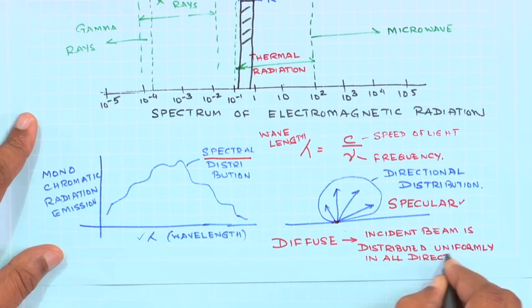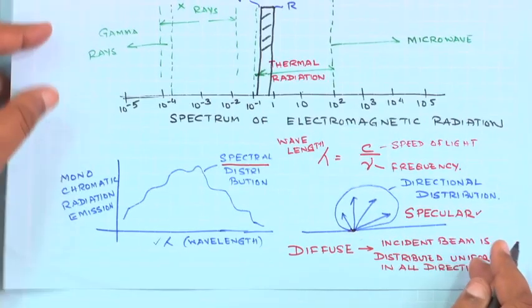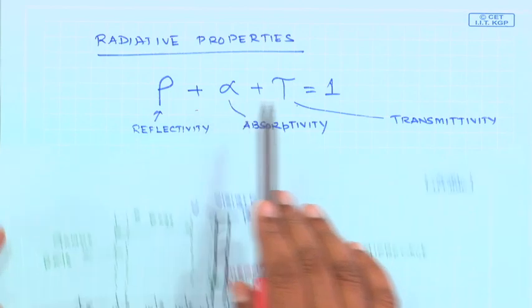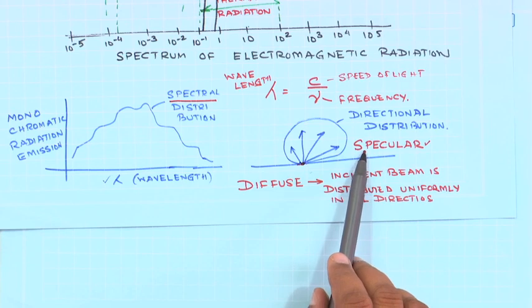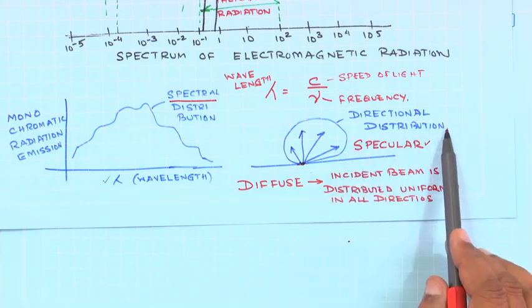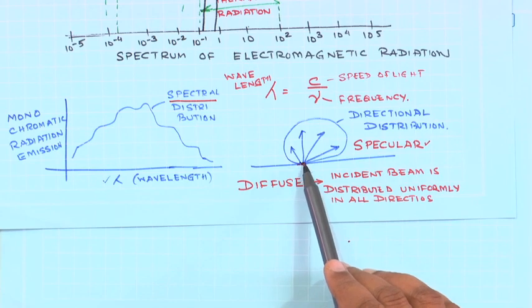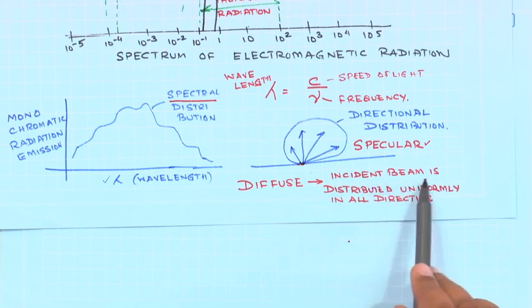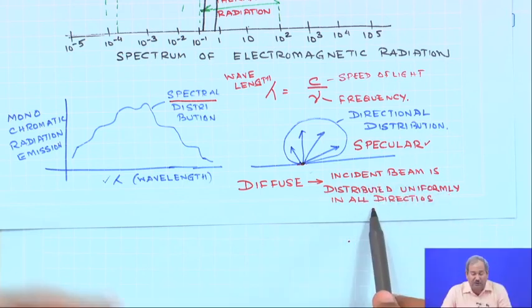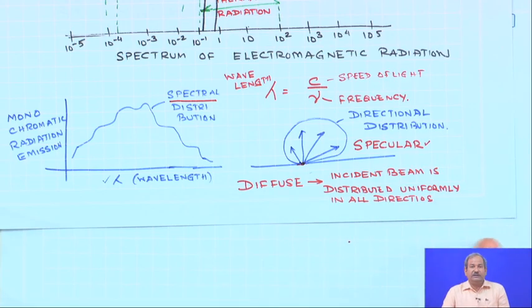So, apart from these properties of radiation, this property of the surface is also important: specular, when there is a directional distribution to the energy emitted by a surface. The second type of surface is diffuse, where the incident beam is distributed uniformly in all directions. So, we will see what the examples and the special features are, and the simplifying situations that assuming a surface specular or assuming a surface diffuse will provide.